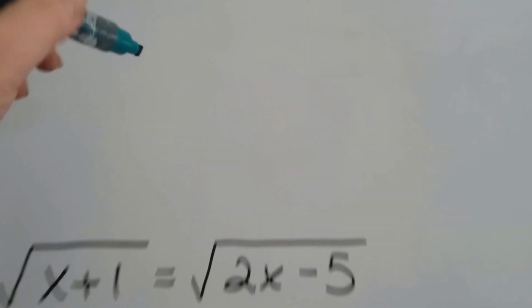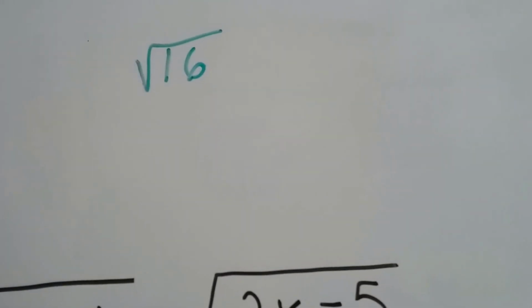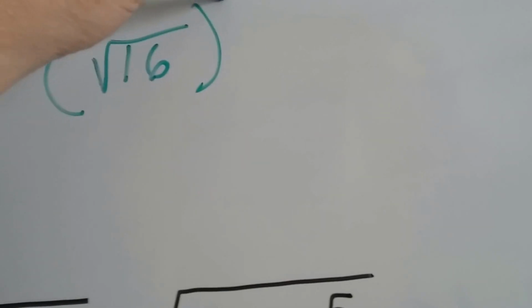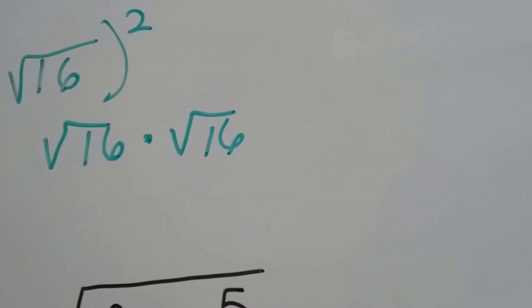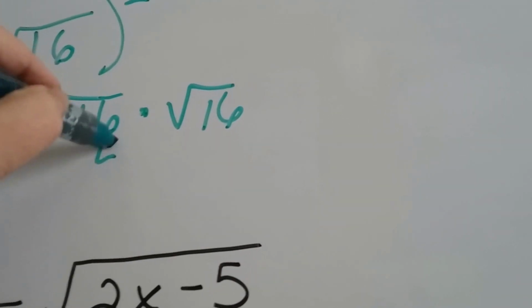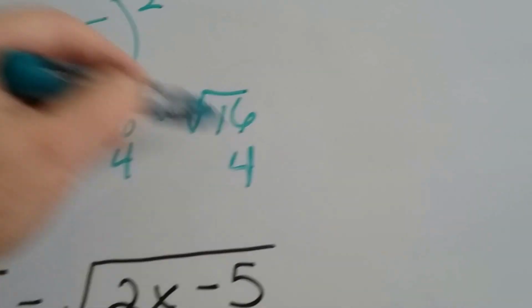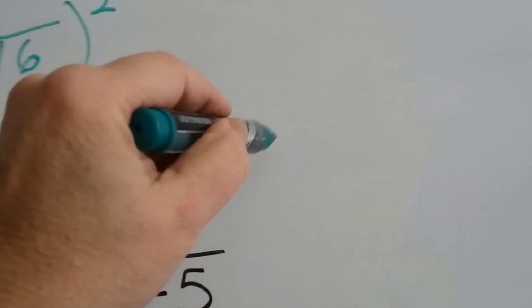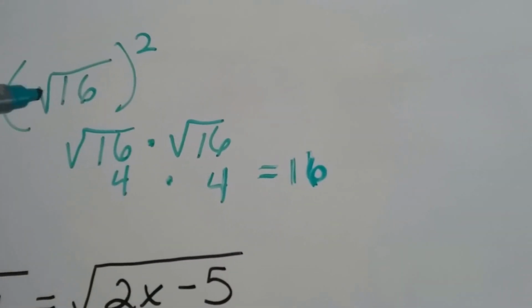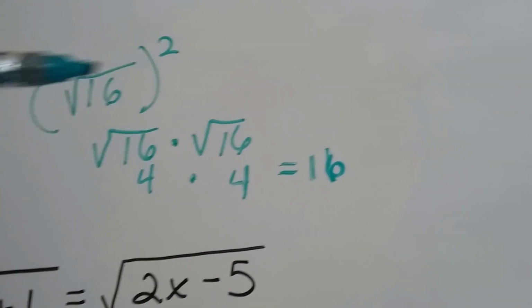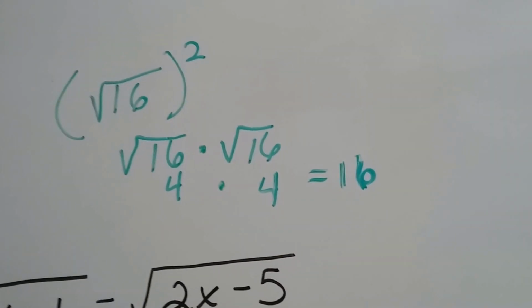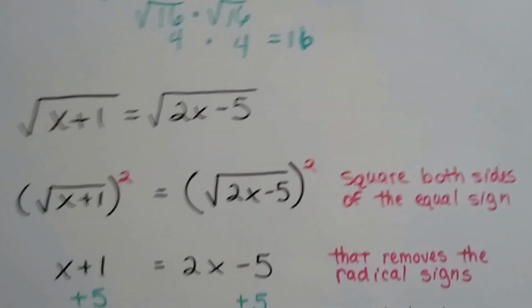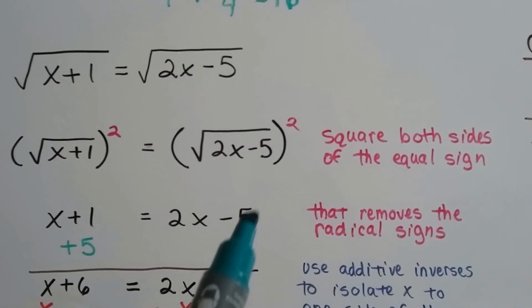Think of it this way. If we had the square root of 16 and then we squared it, that means we've got the square root of 16 times the square root of 16, right? Well, the square root of 16 is a 4, and the square root of that 16 is a 4. So that means we have 4 times 4, which is 16, see? So by squaring it like that, basically all we have to do is just pull the radical sign off, because it's going to equal what was under the radical sign, the radicand, okay? So now we just have x plus 1 equals 2x minus 5.